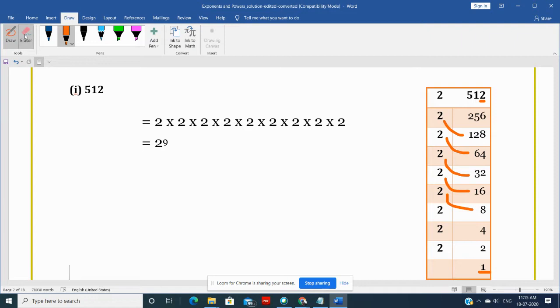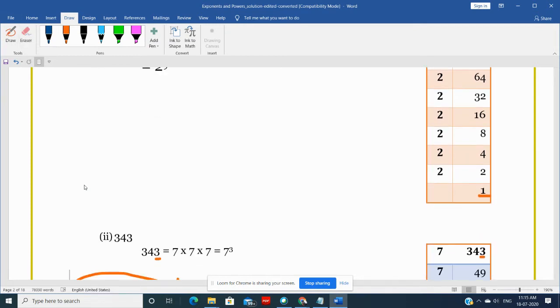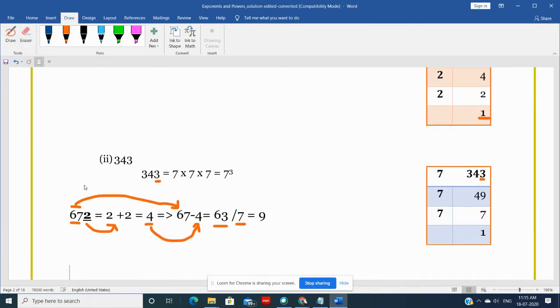Fine. So let me just erase this. Alright. So this is how you can see that these are 9 2s, right? So you just write down these here, and as the question says that you have to show it in exponential form, so 2 raised to the power 9. So this is how you solve it. Now let's go to the second question.